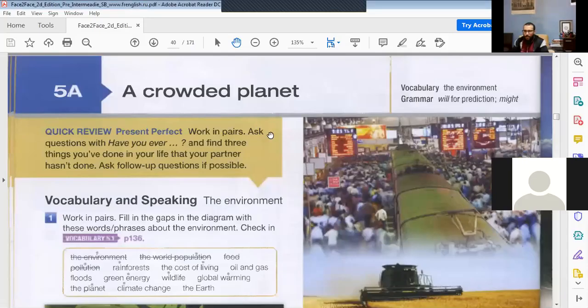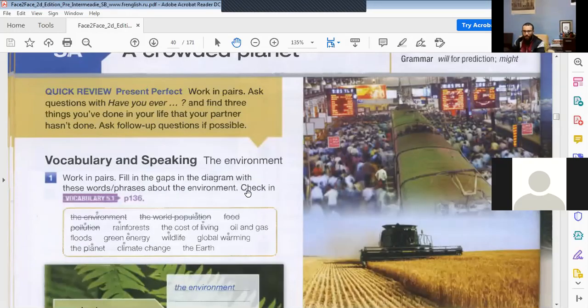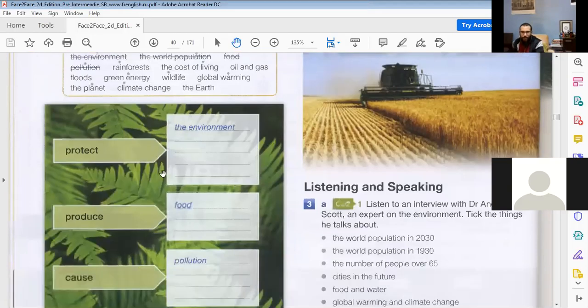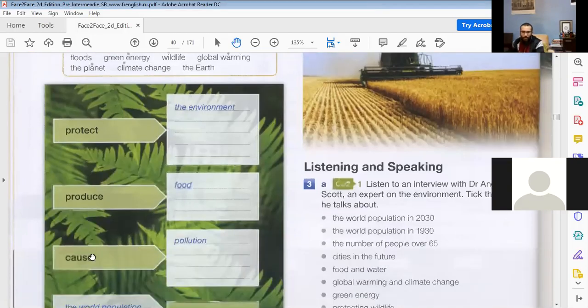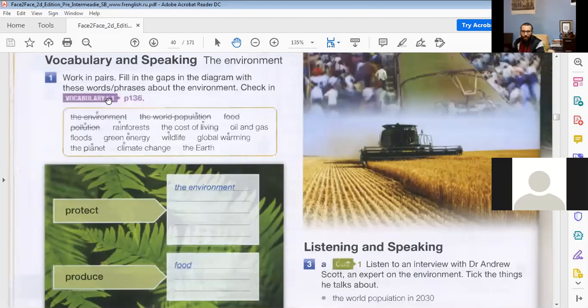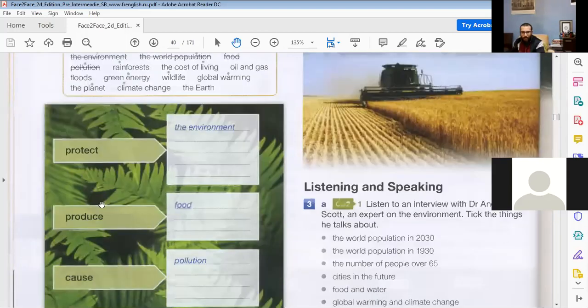So in our last lesson, we talked about the environment, and the lesson was about a crowded planet. Some of you, of course, agreed, some of you disagreed about some of the problems that the planet is facing. Here we had three verbs: protect, produce, and cause. We used these three verbs to talk about some of the Earth's problems and some of the things we can do to help. For example, we can protect the environment, we can protect rainforests, we can protect wildlife, and overall we can protect the Earth. And at the same time, these are important things for us, like producing.